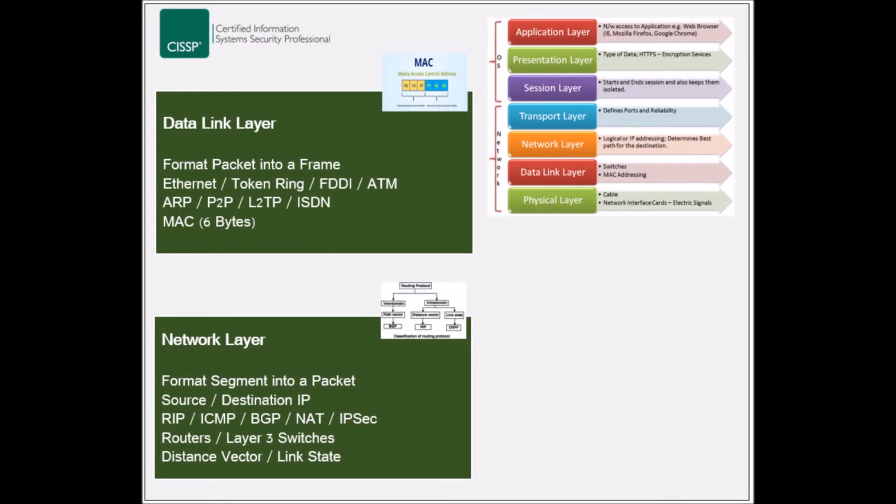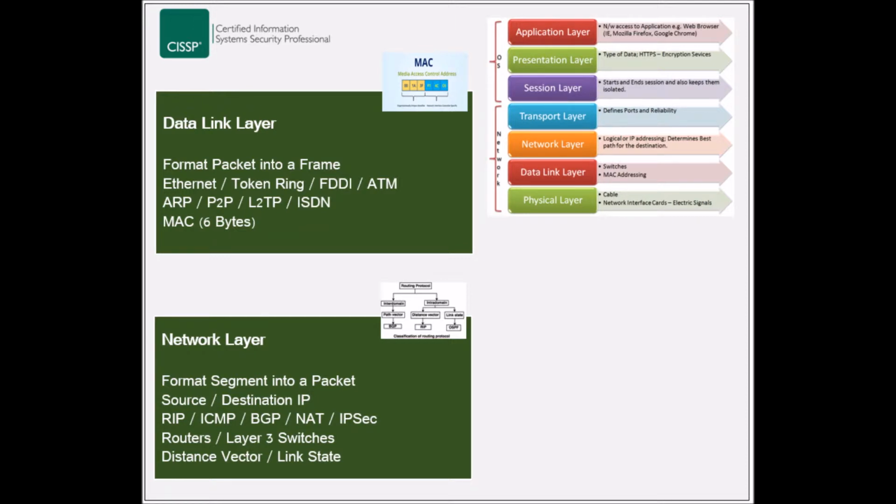The network layer, or layer number 3, is responsible for the routing of data, where it receives the segment from the transport layer and uses it to create a packet. The network layer adds the source and destination IP addresses. The protocols found at this layer include the Routing Information Protocol, the Internet Control Message Protocol, the Border Gateway Protocol, the Network Address Translation Protocol, and the Internet Protocol Security.